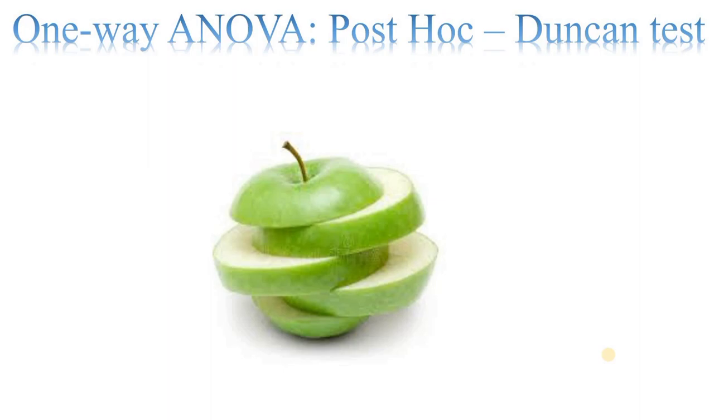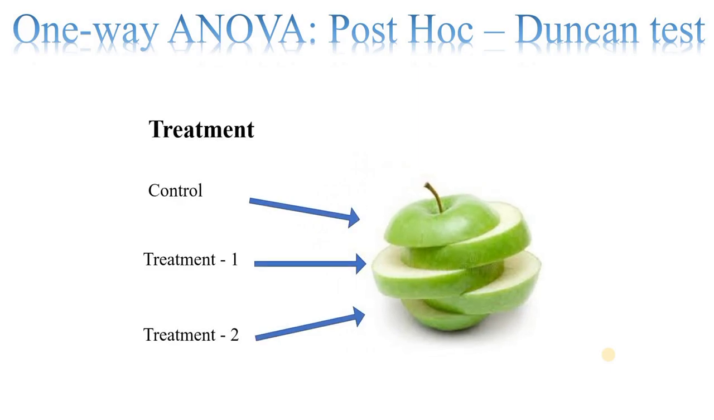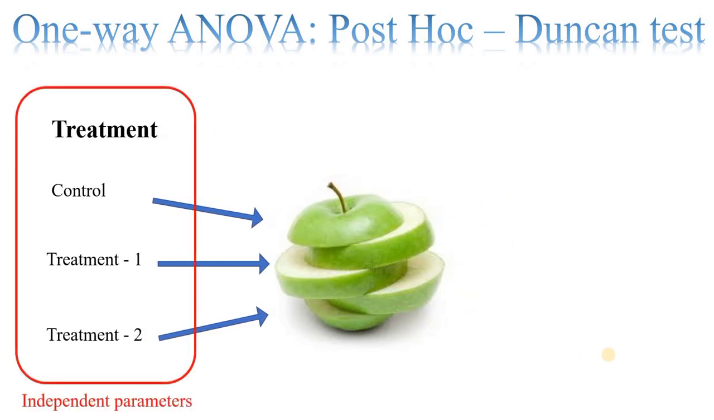In this case, we took a food sample and we gave treatment 1 and 2. It may vary depending on your case also. You can have more than 2 treatments, and we will compare with the control, and we have to check that there is a significant difference after treatment. So this is our independent parameter, that is the different treatment.